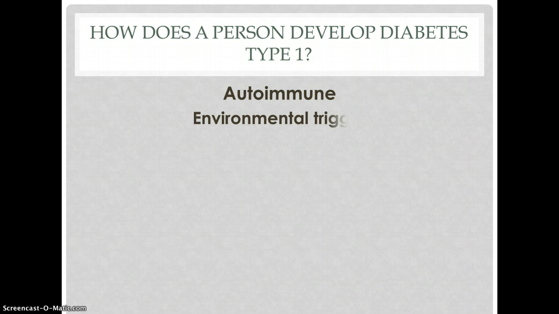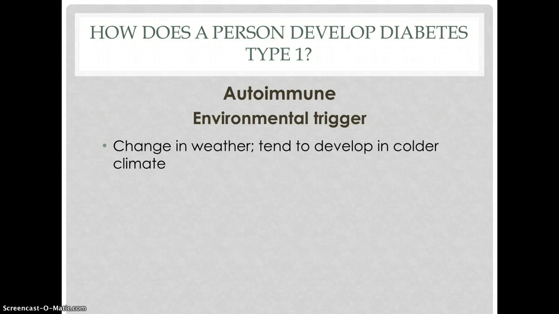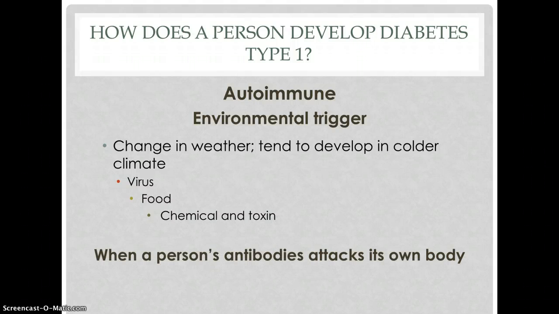Autoimmune can be an environmental trigger, which can be changes in weather, which tend to develop in colder climates. It can be triggered by a virus. It can be triggered by a certain kind of food or chemical and toxin. So autoimmune is when a person's body attacks its own body. So in this condition, the beta cells are being destroyed.